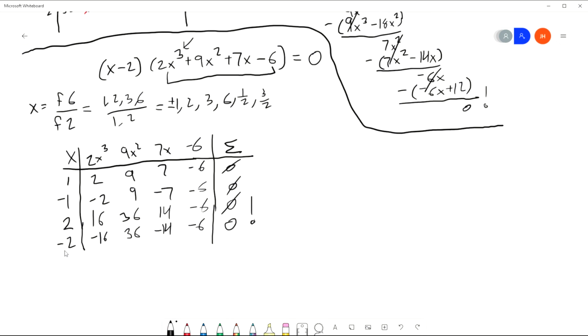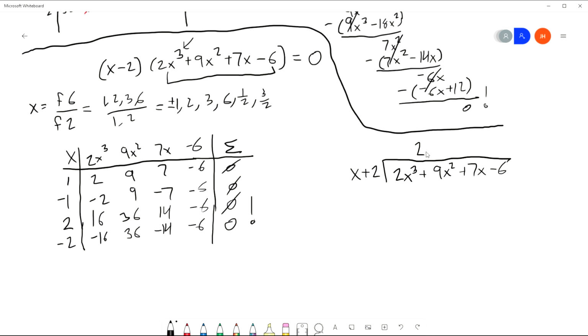Well, what factor makes x equal negative 2? It'd be x plus 2, right? Because x plus 2 is equal to 0 when x is negative 2. What am I dividing it into? My cubic here. So 2x cubed, 9x squared, 7x, and minus 6. All right, let's do this one.